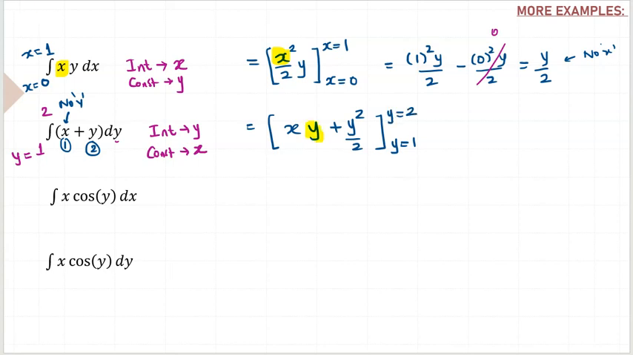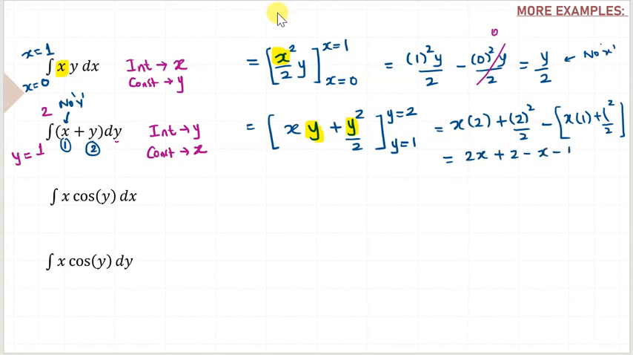So now you replace this y, one time by 2 and then by 1. So this gives you x into 2 plus 2 power 2 over 2 minus x into 1 plus 1 power 2 over 2. On solving, this gives you 2x plus 2 minus x minus half. You can simplify this to x, and 2 minus half will be 3 by 2. So you see you integrated with respect to y, and here you see no y.